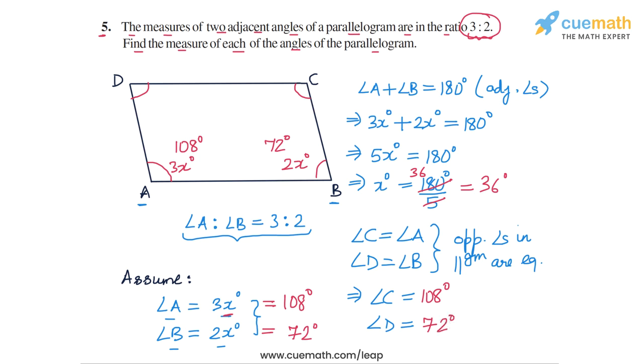So the answer for this problem is that two of the angles of the parallelogram measure 108 degrees and the other two angles measure 72 degrees. And this completes question number 5.